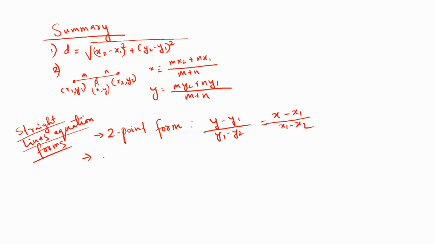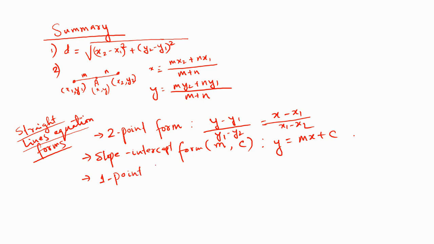Then I discussed the slope intercept form. In this slope intercept form, what are the things that will be known to you? You will know the slope of the equation and you will know the y-intercept. So when you know the slope and the y-intercept, the equation of the straight line will be y equals mx plus c.